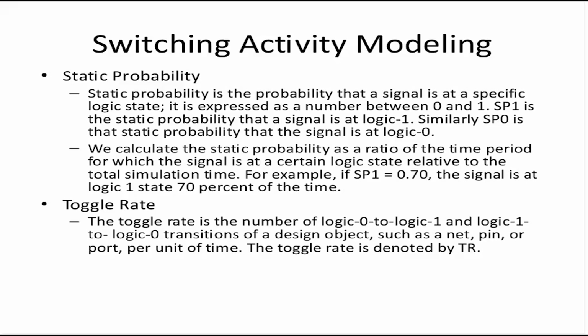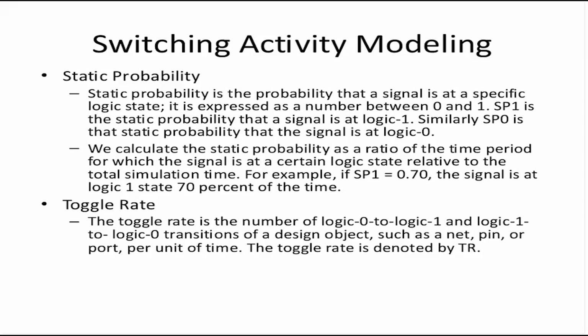Because leakage power again is also state dependent. So it is expressed as a number between 0 and 1. SP1 is the static probability that a signal is at logic 1. Similarly, SP0 is the static probability that the signal is at logic 0. So how is the static probability calculated? It is calculated as the ratio of the time period for which the signal is at a certain logic state to the total simulation time.